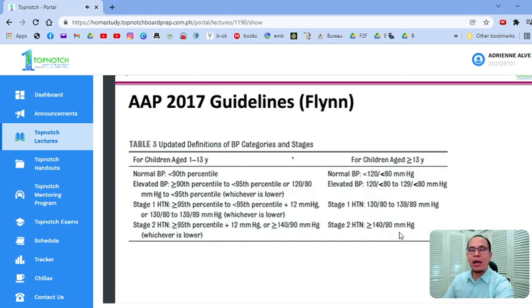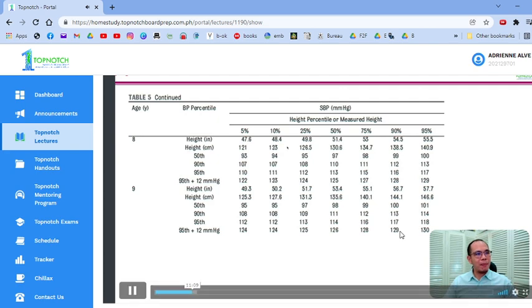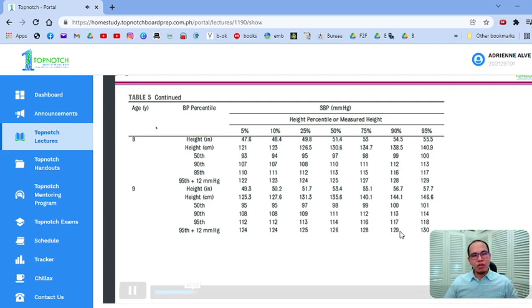Pag download nyo yung journal, meron sa kanilang, anong tawag sa part ng journal na yun? Hindi siya abstract. Meron sa kanyang appendix, sa mga appendix ng journal na to. So ito yung table mo. For example, let's see. So what you do is you need the age of the patient and the height.